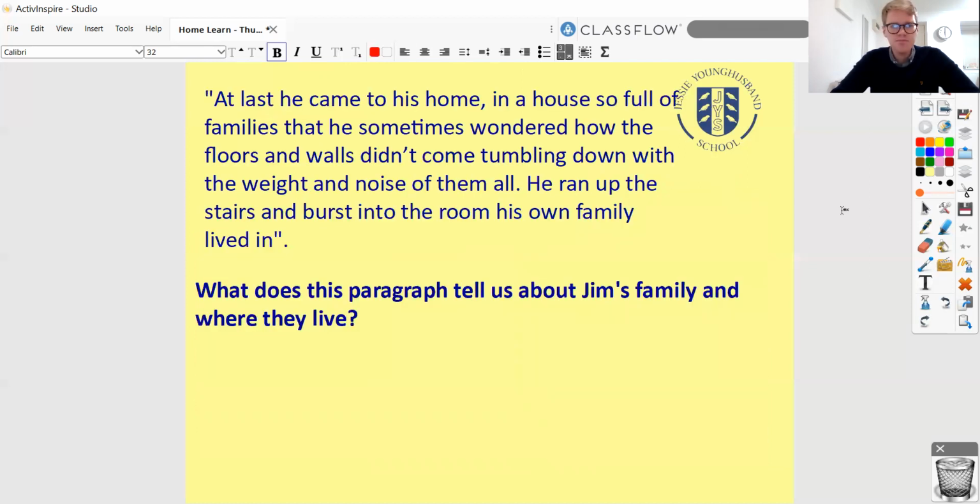So here's your first question. There's a little extract there for you to read. What does this paragraph tell us about Jim's family and where they live? So read that back to yourself now, and I'd like you to try to come up with your own ideas. What do you think that paragraph tells us about Jim's family and where they live? You can pause here and write your answer, and remember, I'm after a because in the answer.